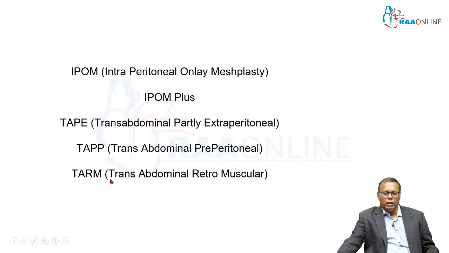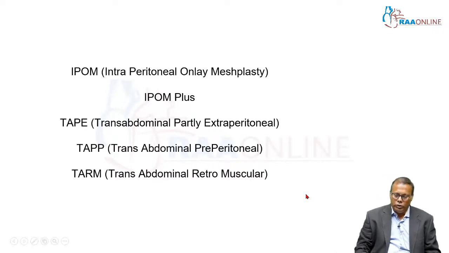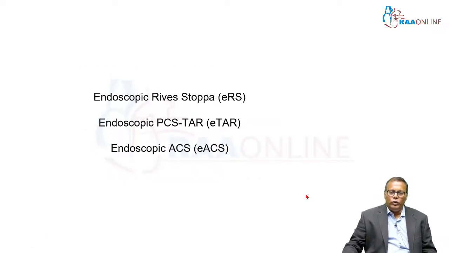Now when you reflect the peritoneum and the rectus sheath together and place the mesh behind the rectus through a transabdominal approach, then it is called a transabdominal retromuscular repair. So when you access the peritoneal cavity and place a mesh in any of these 4 locations, you can call it a laparoscopic procedure. But if you do not access the peritoneal cavity and you go through a port and create a potential space, then it is called an endoscopic procedure.